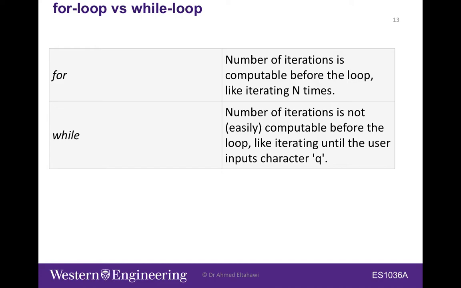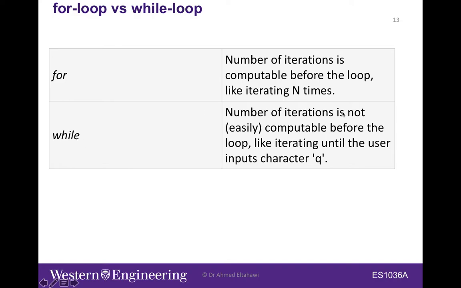Can I use a while loop or a for loop to do exactly the same thing? Yes, I can do that. But what's the difference between for and while? As I said before, if the number of iterations is computable before the loop, like iterating n times, I know the n, so it's easy for me to select for. It will be easy to implement. But it doesn't mean I can't use while. I can use while, but I will do some modifications. So go with for exactly.